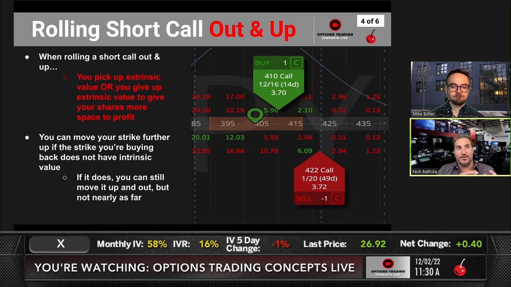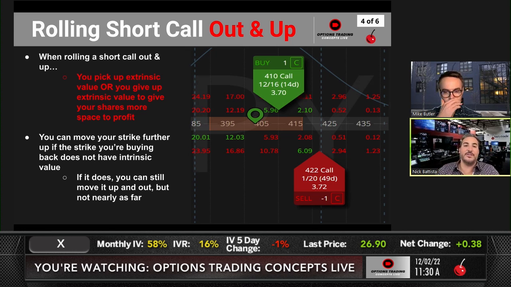So there is a caveat to this, in that you now need the stock to make that movement higher. And for a lot of people, this adjustment makes more sense if you're trying to hold the stock. You want to keep this for a longer period of time. You're still bullish on the stock, but you still want to keep that extrinsic value that you originally sold.